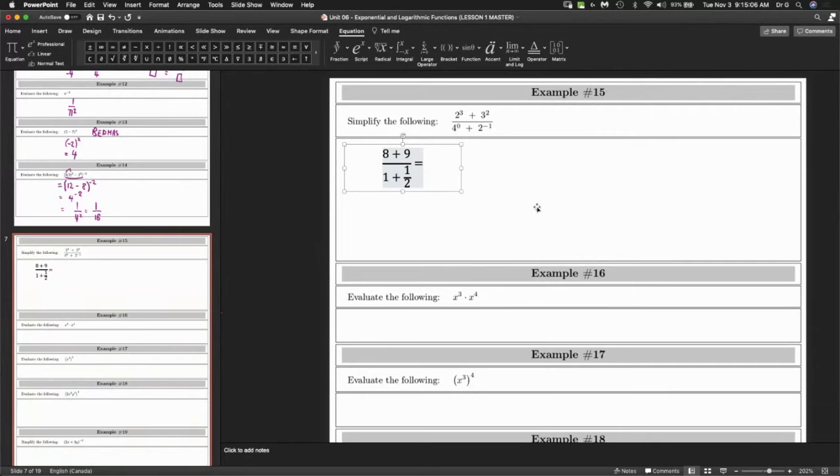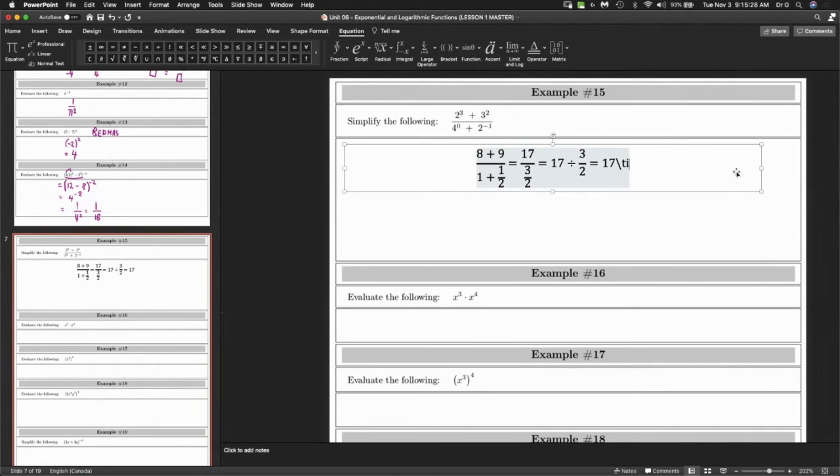Now you could go through this and work with your fraction. So 1 plus a half is 3 halves. That's going to be 17 divided by 3 halves, which you can invert and multiply, and get 34 over 3. There's a little bit of old school math. Hopefully you remember some of that.